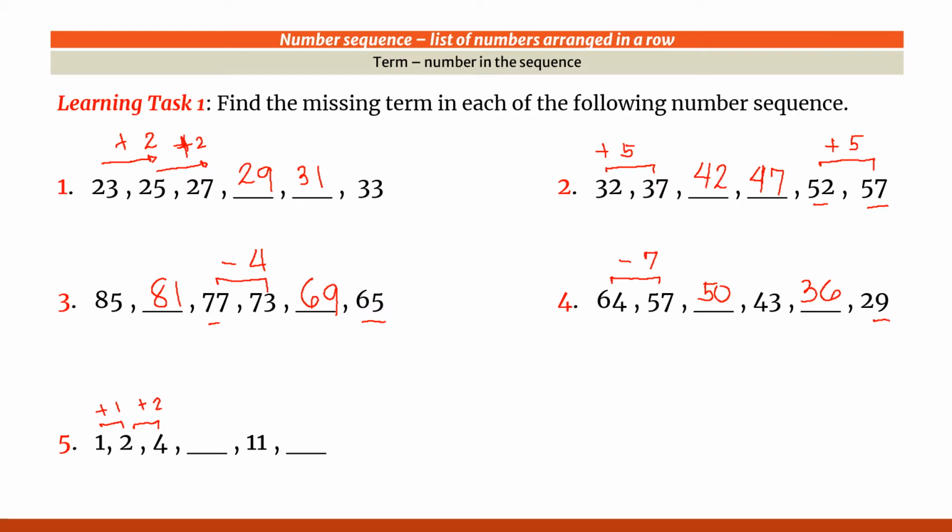So therefore, kung susundan natin yung pattern, there's a possibility na ang mangyayari dito from 4, magkakaroon tayo ng plus 3. Wherein 4 plus 3, the answer is 7. And then from 7 going to 11, that would be plus 4. So umaayon dun sa ating concept. And then from 11 going to the next term should be plus 5. So therefore, 11 plus 5, the answer is 16. And these are the answers in learning task number 1.